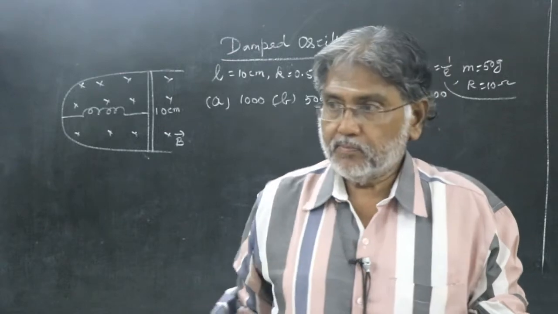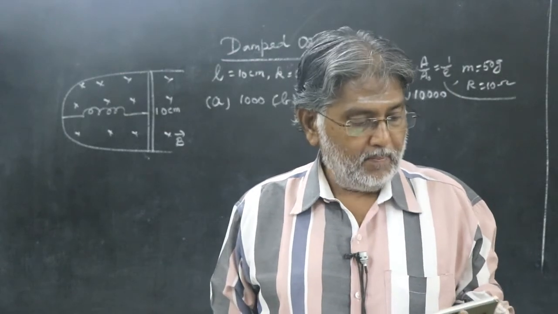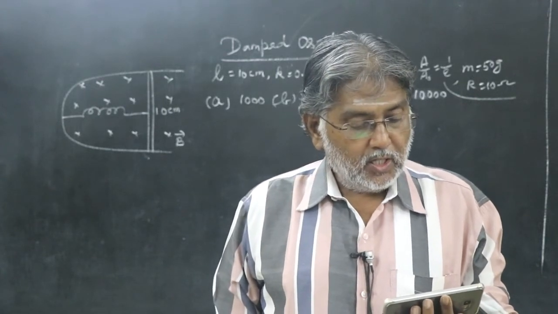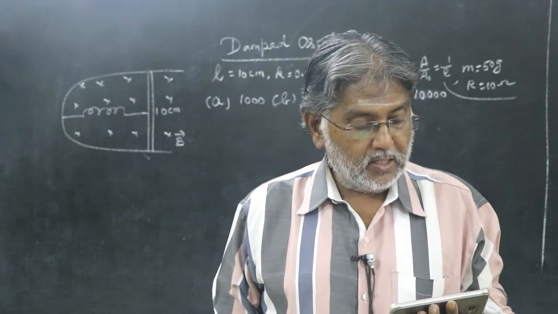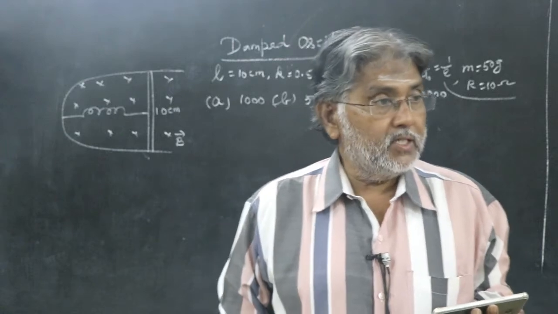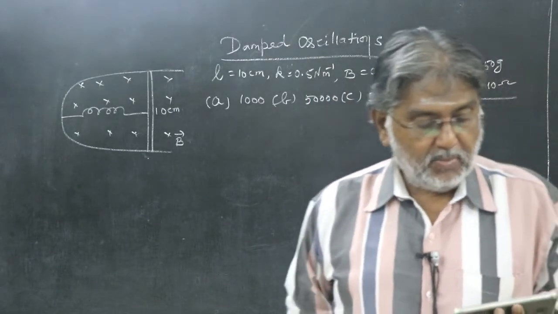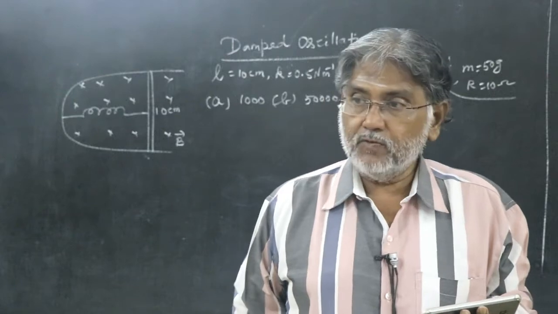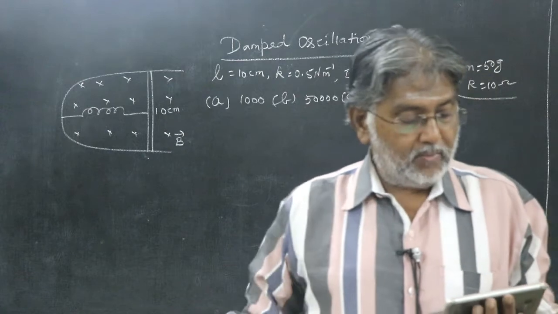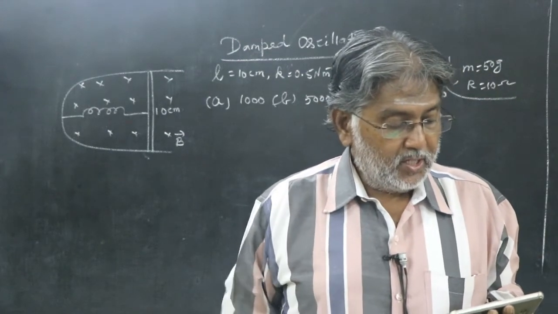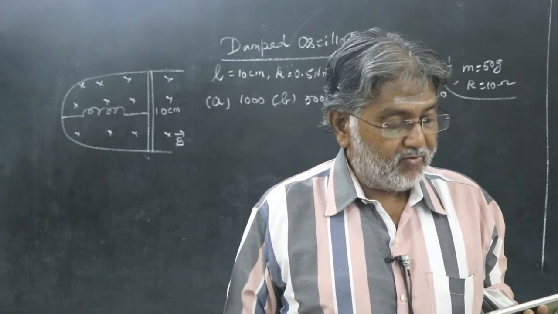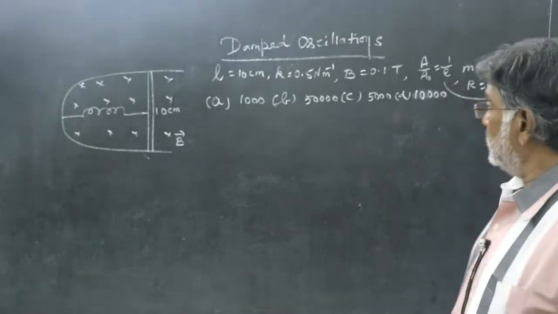Next question. First I will read the question. A thin strip 10 centimeter long is on a U-shaped wire of negligible resistance and is connected to a spring of spring constant 0.5 Newton per meter. Figure is given. The assembly is kept in a uniform magnetic field of 0.1 Tesla. If the strip is pulled from its equilibrium position and released, the number of oscillations it performs before its amplitude decreases by a factor of e is N.